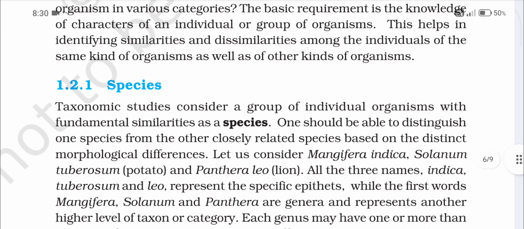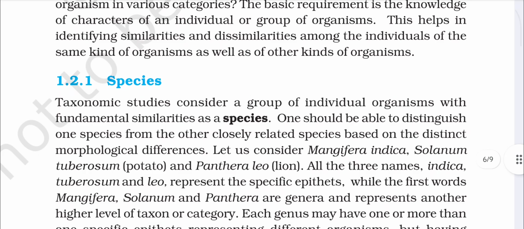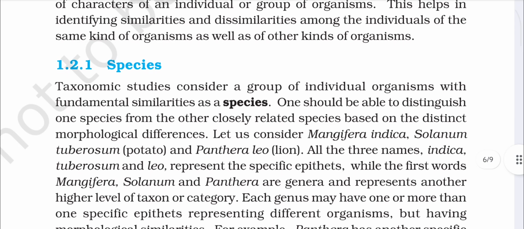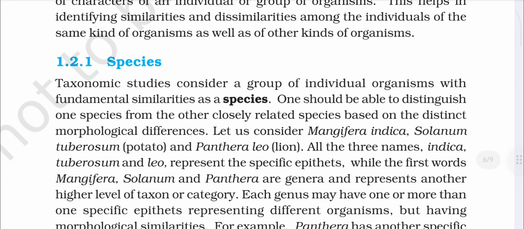1.2.1 Species. Taxonomic studies consider a group of individual organisms with fundamental similarities as a species. One should be able to distinguish one species from other closely related species based on distinct morphological differences.